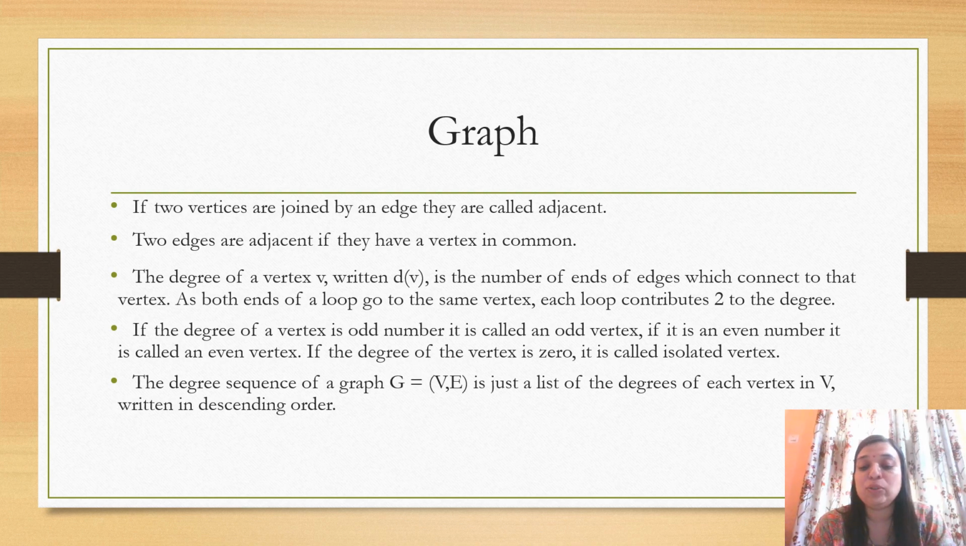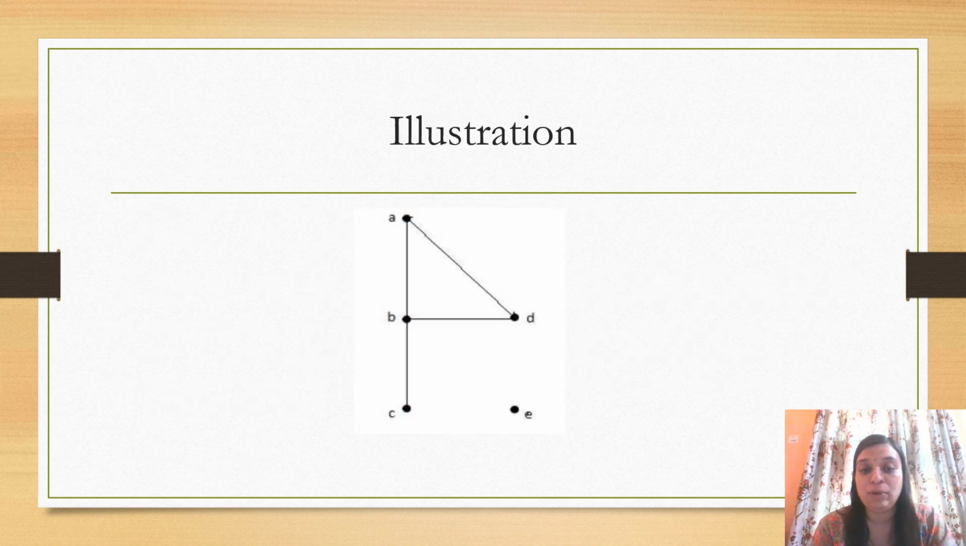Now the degree sequence of the graph is nothing but you find the degree of every vertex and then you write all those degrees in descending order in the form of a list or a sequence. That forms the degree sequence of a graph. So let's see these definitions with this example over here.